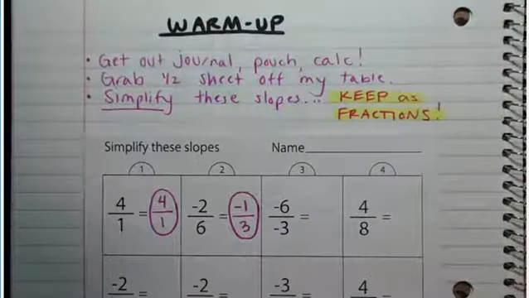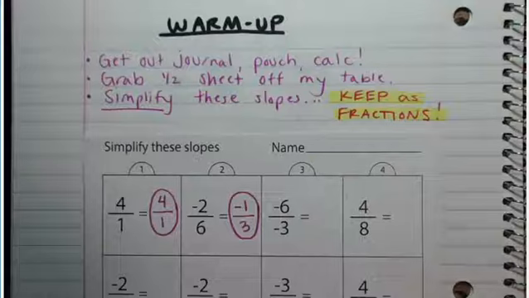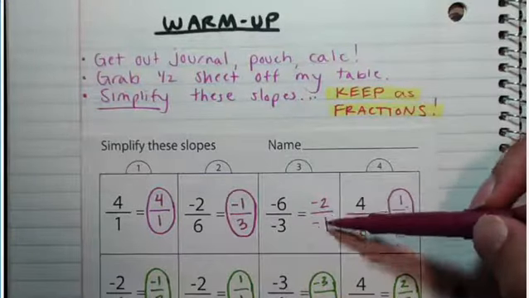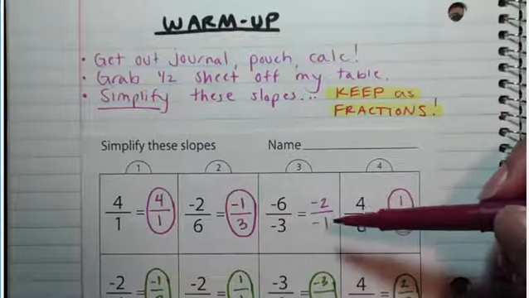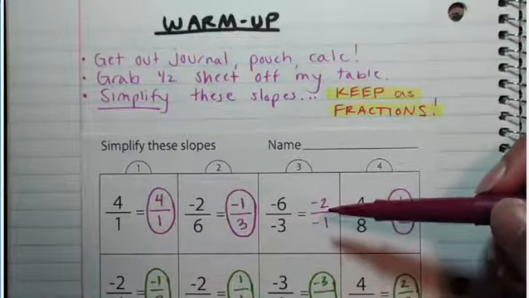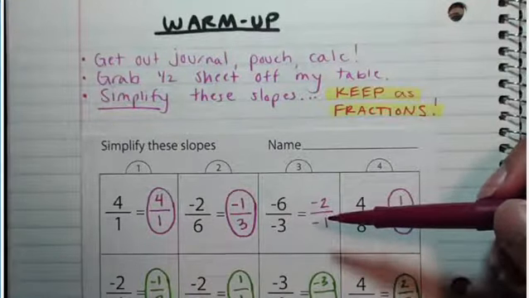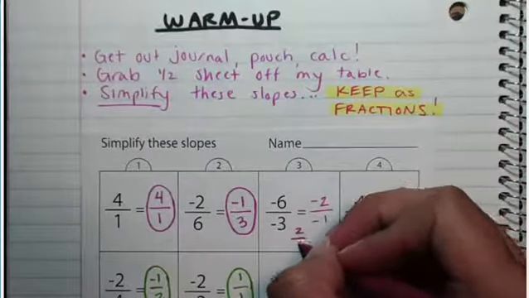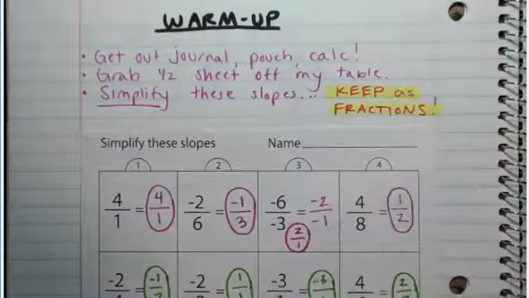Go ahead and do the rest as warm-up, and then when everyone's done, we'll push play to go over the answers. Okay, the third one, if you simplified correctly, you would have got negative 2 over negative 1. However, that's not simplified all the way, because remember when we divide two negatives by each other, that ends up being a positive number. So your answer here should have been 2 over 1.